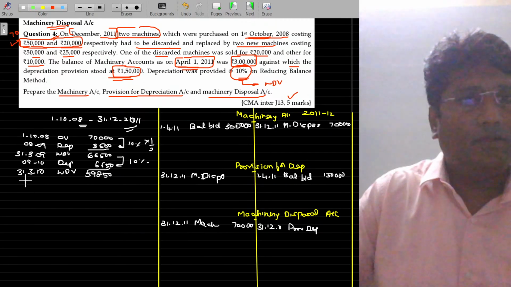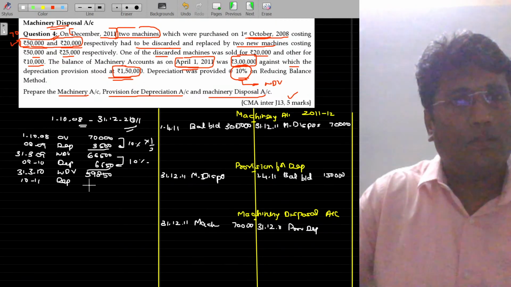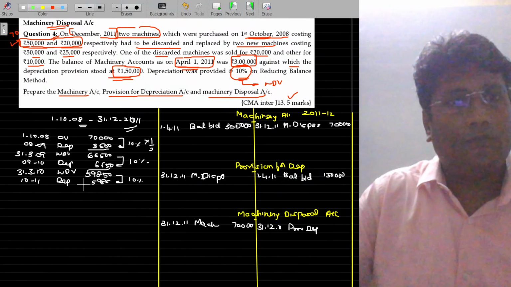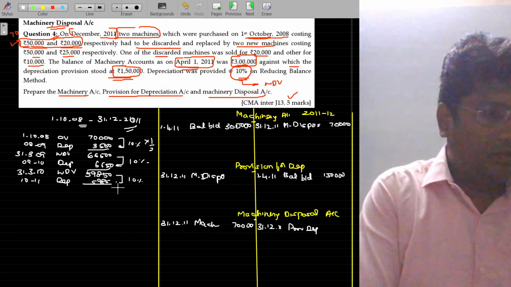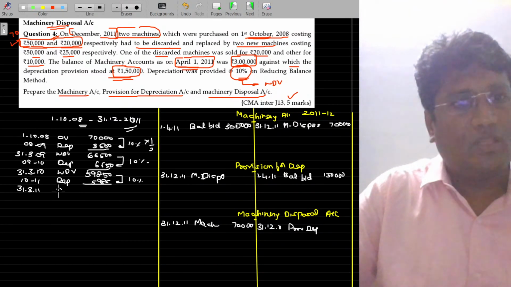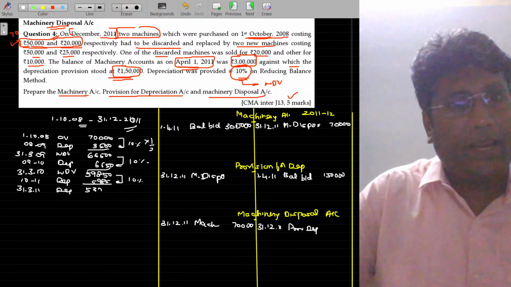Again one more year, year 10-11 depreciation. For this, 10% will be 5,985. Okay. After subtracting, the WDV on 31/3/2011 being 53,865.